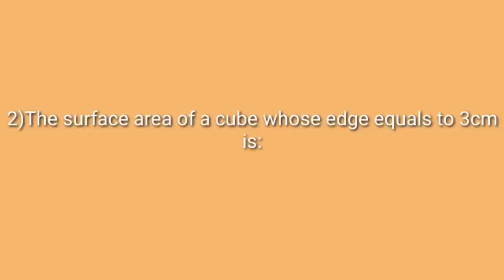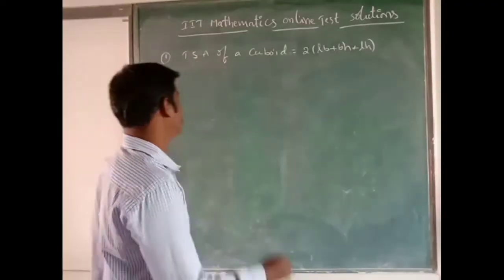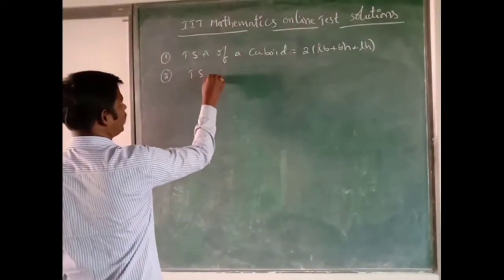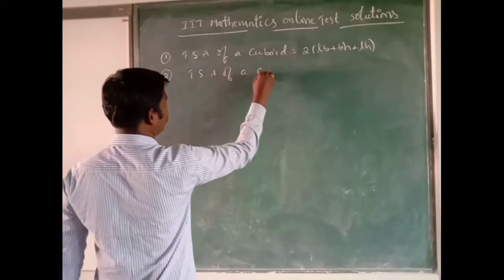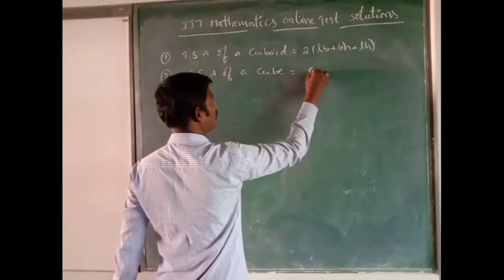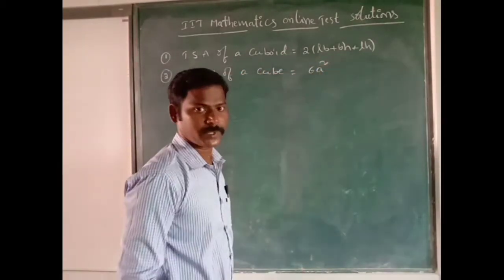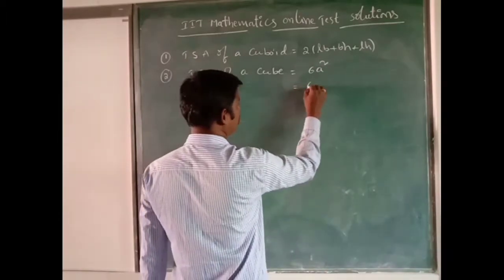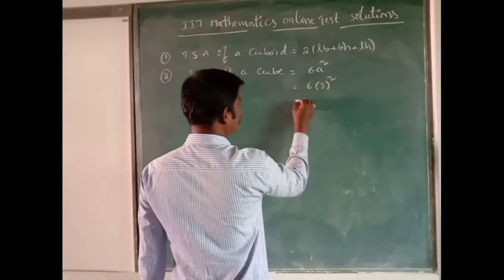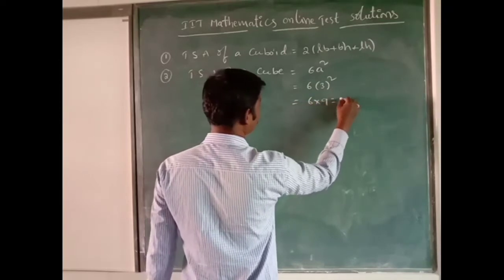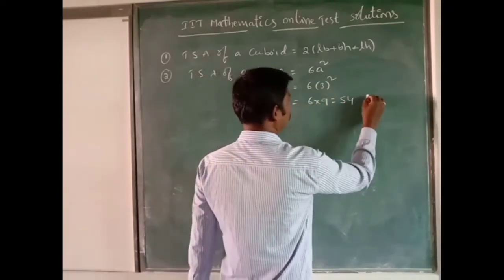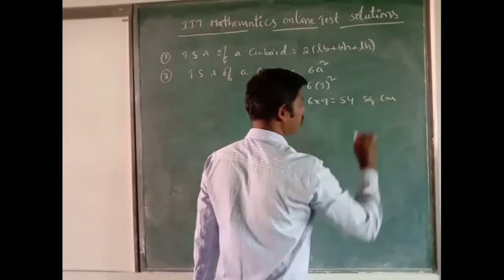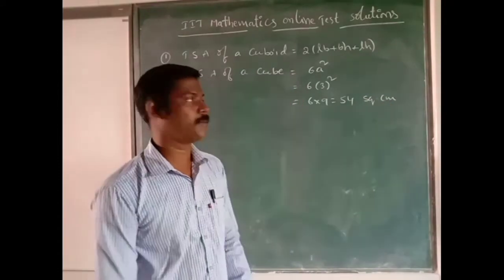If you look at the second problem, find the surface area of a cube whose edge is equal to 3 centimeters. Surface area, that means total surface area of a cube. What is the formula? 6a square. Here edge is how much given, children? 3 centimeters. So 6 into 9, how much? 54 square centimeters. Understand, simple answer?